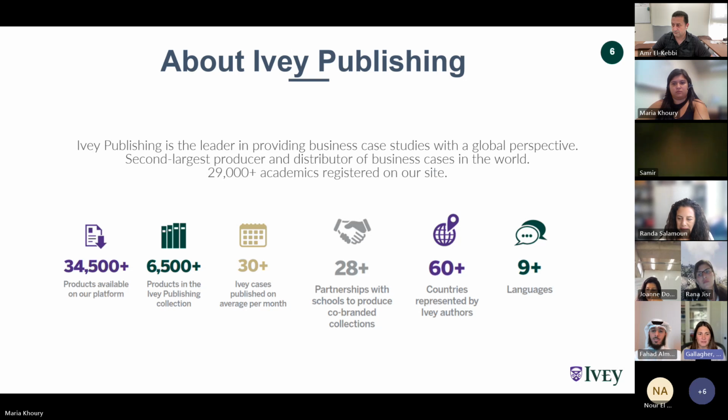We do publish on average about 30 cases a month, and it has actually increased to a bit more than that recently. And we represent over 60 countries by Ivy authors. And that is something that we are extremely proud of, because we do truly write from a global perspective. And we have cases from all around the world and authors from all around the world. So they are not necessarily just Canada or North America specific, but you can tell a story about MENA, you can tell a story about Africa, you can tell a story about Europe, and so on and so forth. And that truly does give us a really rich library of learning materials.